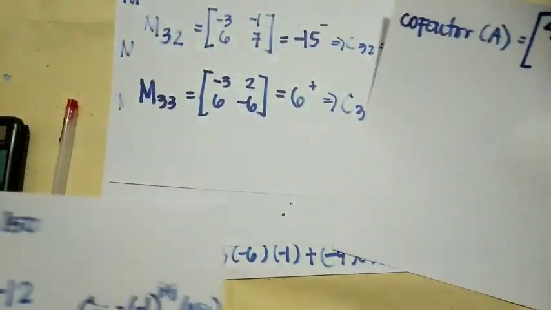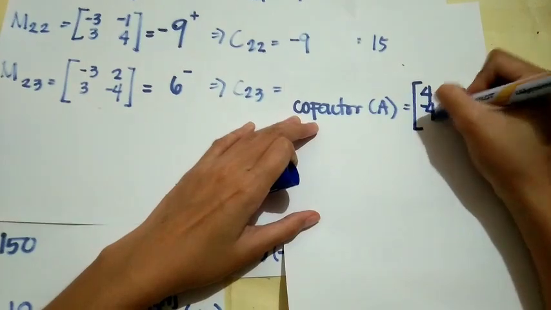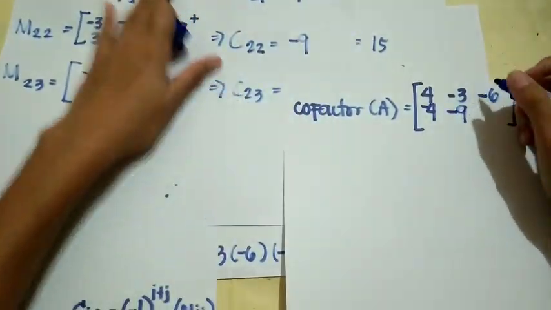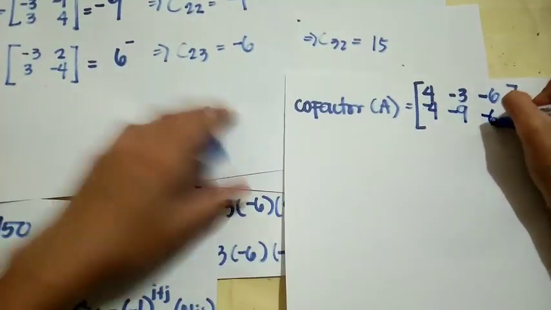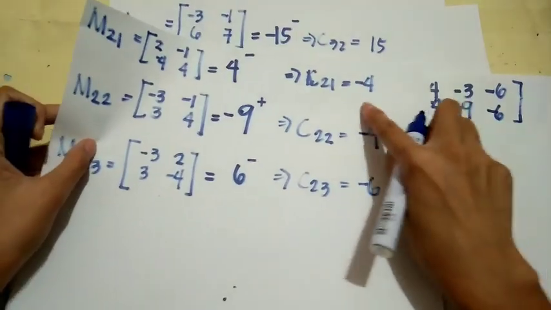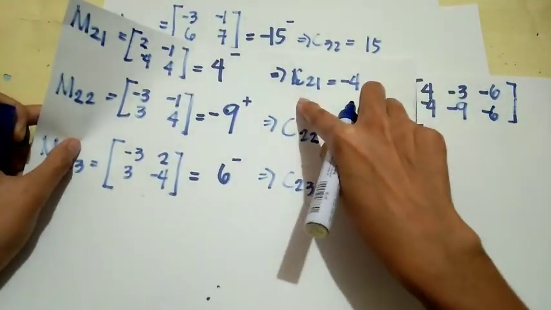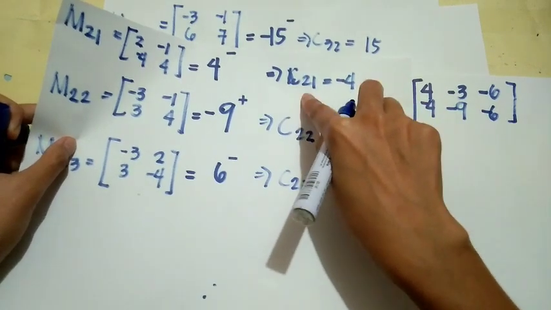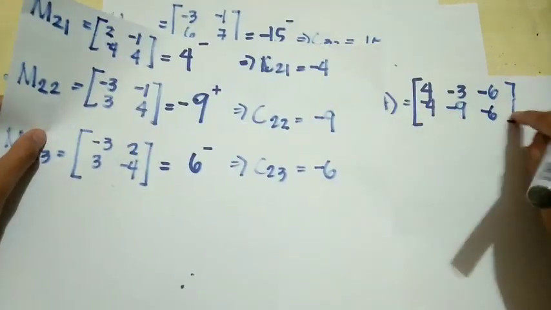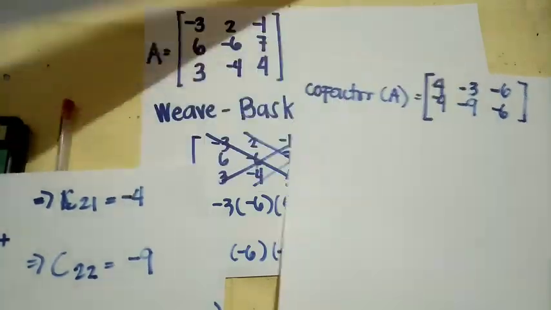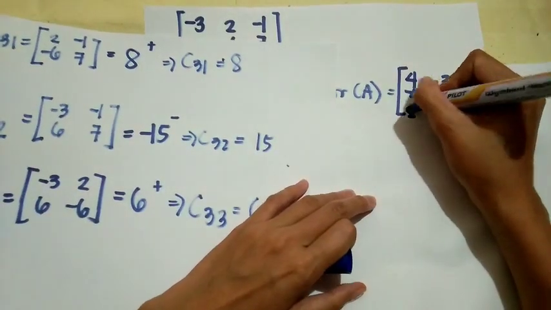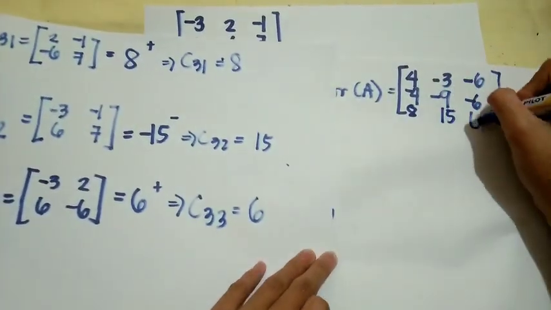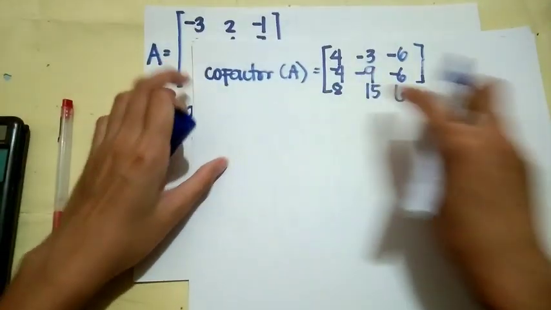Now we have our second row, which is negative 4, negative 9, then negative 6. This is our second row, since the i here is 2, which equates to row 2. Next, we have our third row, which is 8, 15, and then 6. Now we have our cofactor A here.